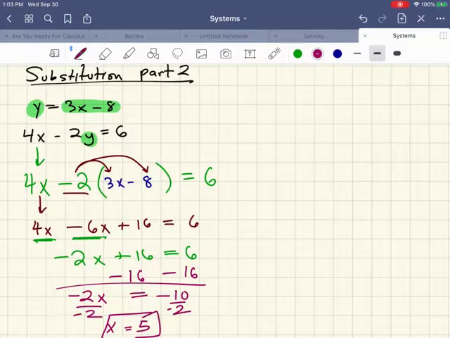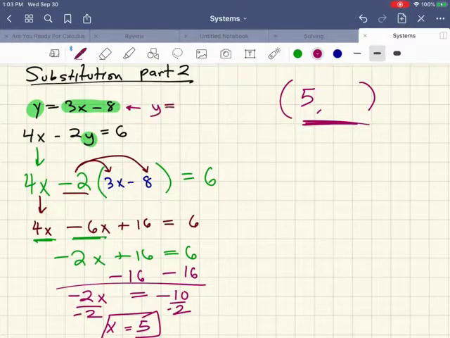Okay, I also need to know what the y value is. That's part of a system as you're finding a point of intersection. So if I take this equation and I say y is equal to 3 times, I think my x is 5, so I'm going to put 5 in there. And I'm going to solve for y. This is 15 minus 8, or 7. So I think y is equal to 7.